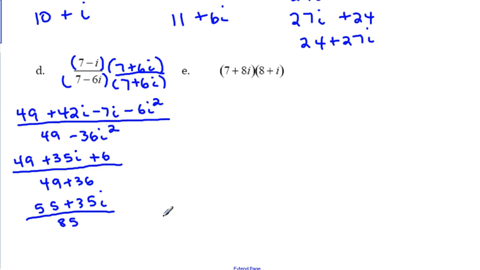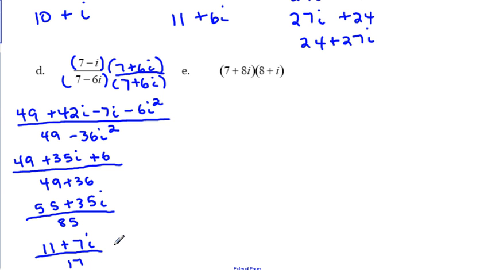So I want to see if there's any reducing I can do, and I can look at all of those since they end in 5 and see that they're all divisible by 5. So I want to do that. That gives me 11 plus 7i over 17, because 85 divided by 5 is 17. And that's my final answer.